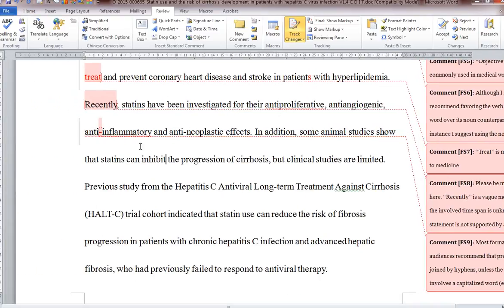we also have this anti-neoplastic. That's just inconsistent. There's no problem regarding consecutive i's. The author's just being inconsistent. Going to get rid of that.